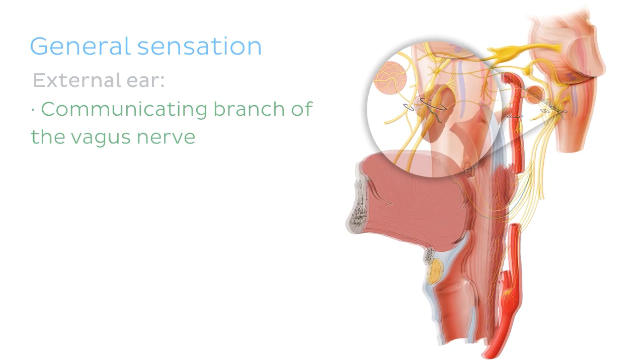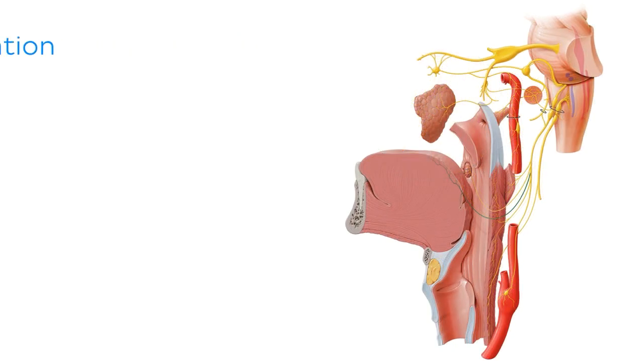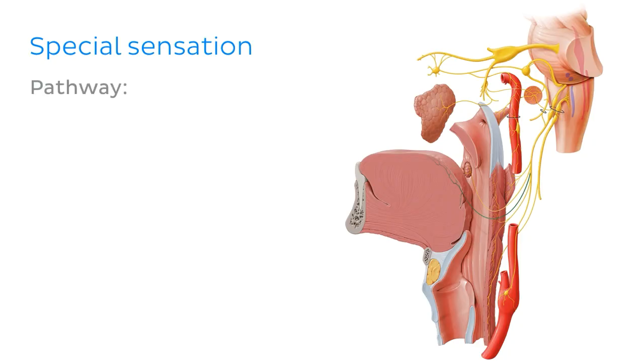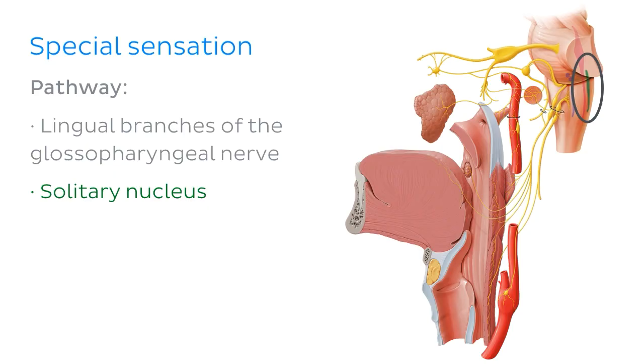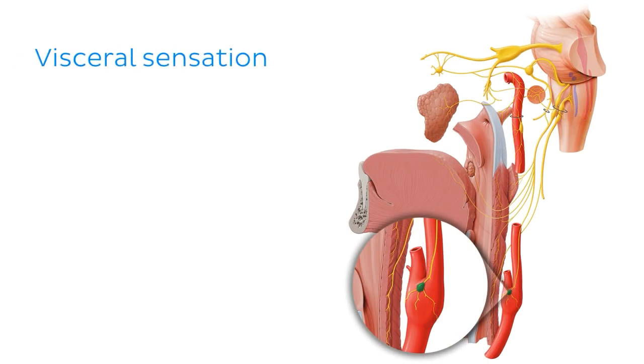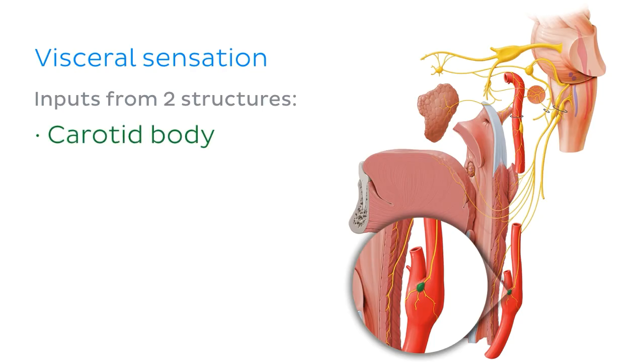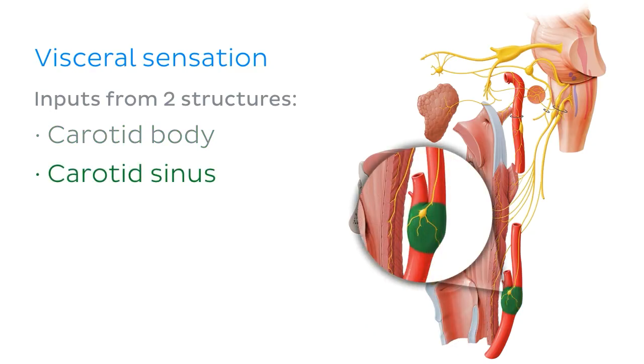Now let's take a look at the structures involved in special sensation. Well, actually you only need to remember one, and that is taste. The glossopharyngeal nerve is involved with the sensation of taste via the lingual branches. These nerve branches eventually synapse in the solitary nucleus. Next up is visceral sensation. The glossopharyngeal nerve receives input from two structures: the carotid body, which transmits information about blood chemistry, and the carotid sinus, which monitors blood pressure.